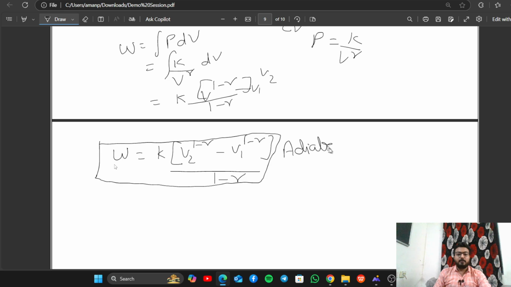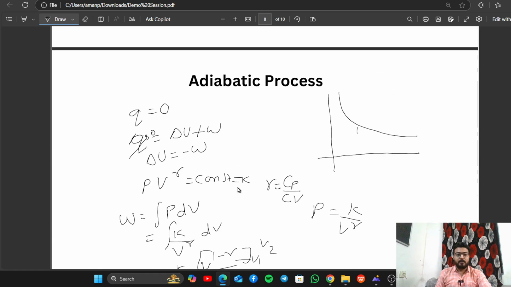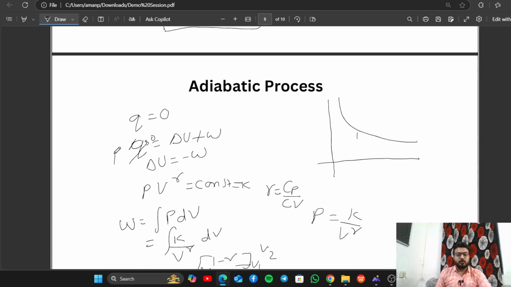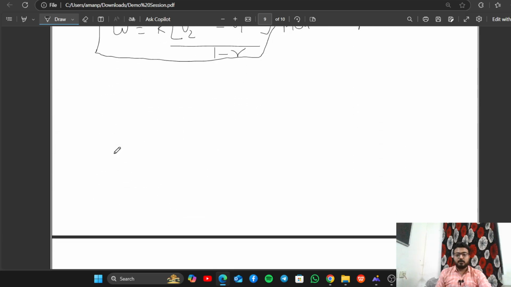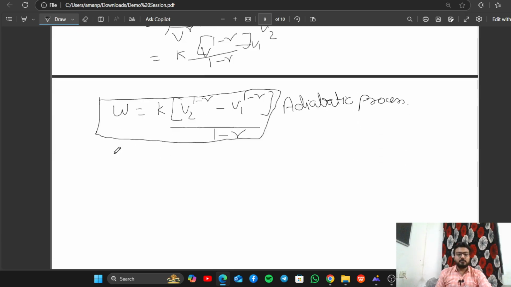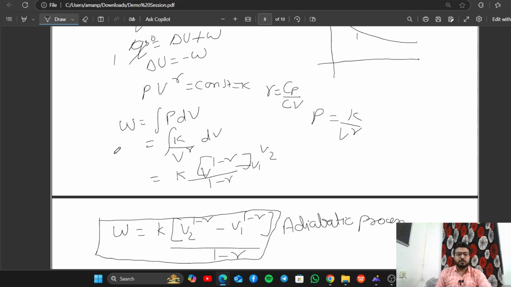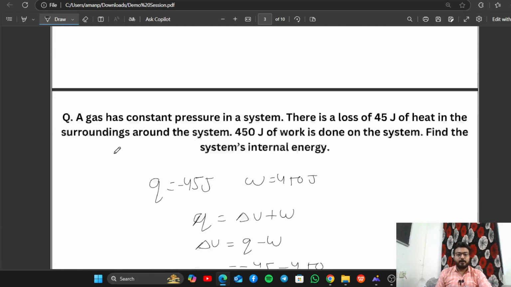Okay, this is the formula. K is a constant, and gamma is the ratio of heat capacity at constant pressure to heat capacity at constant volume. So this is the adiabatic process. Now, due to time constraints, I will not be covering the other processes, so I'll conclude my demo session.